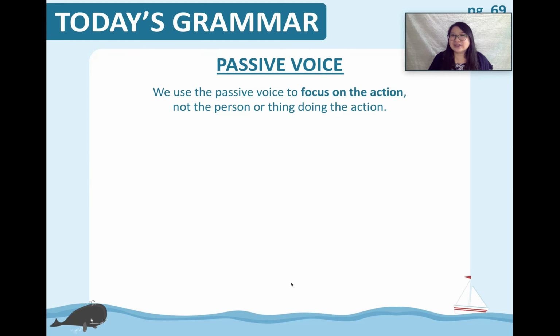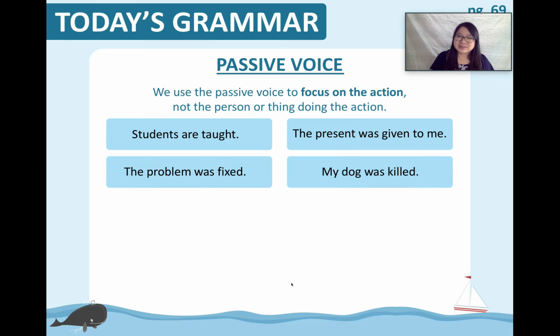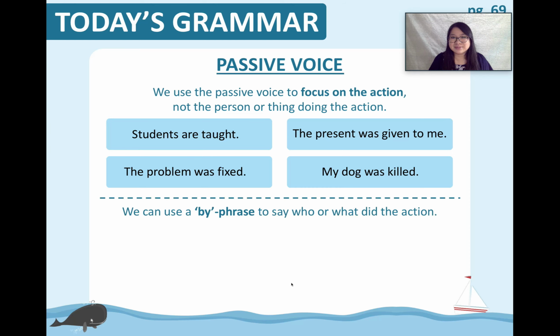So let's take a look at the passive voice. When we use passive voice, we change the emphasis to focus on the action, not the person who is doing the action. So, students are taught. The present was given to me. The problem was fixed. My dog was killed.